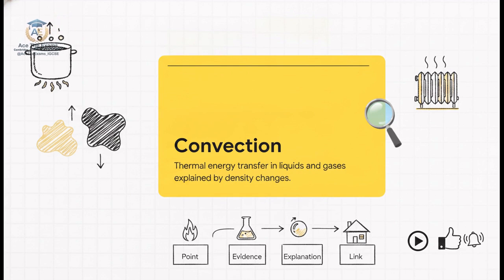So, how do we fix this? To guarantee those marks, top students use the PEEL framework. That stands for point, evidence, explanation, link. Your point is clearly stating that thermal energy is transferring. Your evidence, or in the context of physics, your physical mechanism, is the specific liquids or gases being heated in the scenario. Your explanation, the most important part, is detailing that heating causes thermal expansion, which increases volume, therefore lowering the density, causing that warmer, less dense fluid to rise while the cooler, denser fluid sinks. And finally, your link ties it all back to the specific context of the question, like a radiator heating a bedroom.